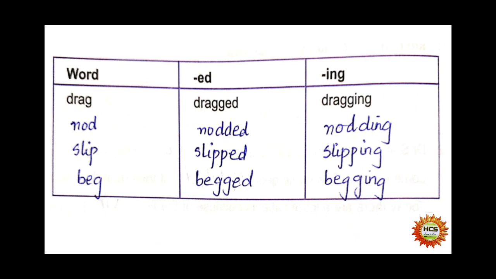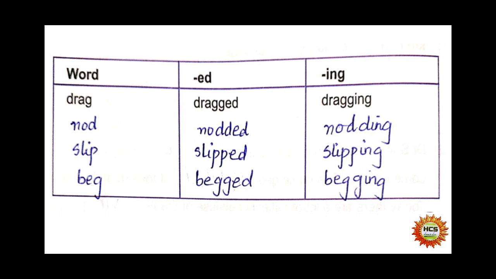The words are drag, nod, slip, beg. Now we have to add ed. So the last letter will be doubled and then ed will be added. Drag, dragged. And in the same way, we will add ing. Drag, dragged, dragging. Next, nod. Nodded, nodding. Nod, nodded, nodding.